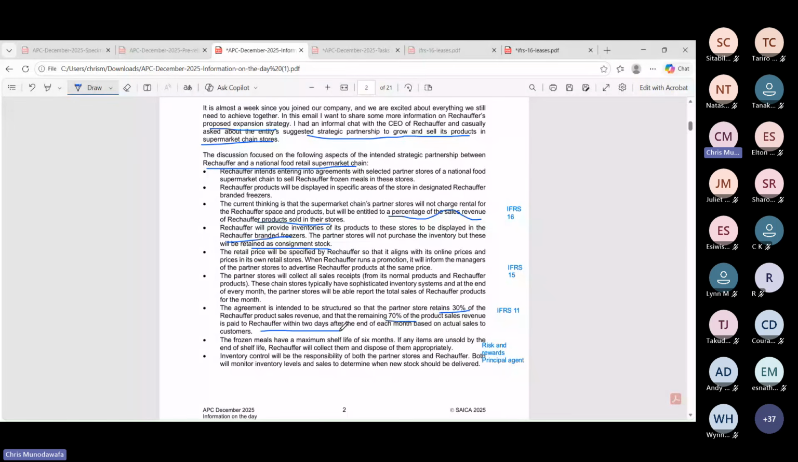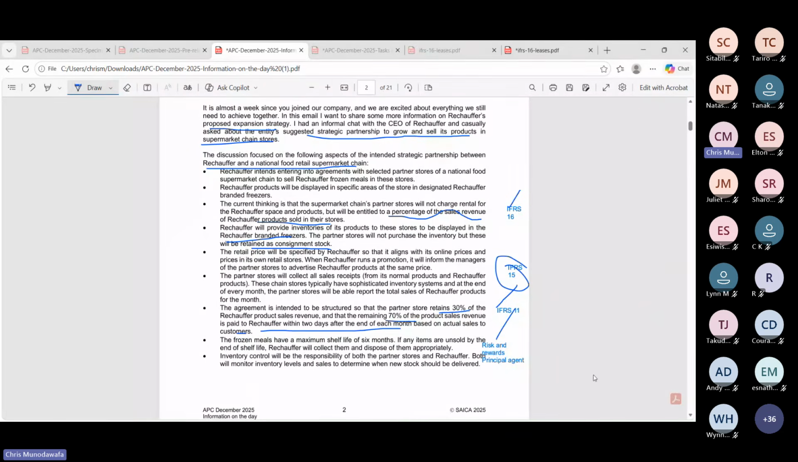This is just a commission. So, team, look: IFRS 11 is partially triggered, but it's not an IFRS 11. IFRS 16 is partially triggered, but it won't be IFRS 16 because there is a percentage of sales revenue. Therefore, the amount being received does not constitute a lease payment. So at the end of the day, the only thing left is IFRS 15.